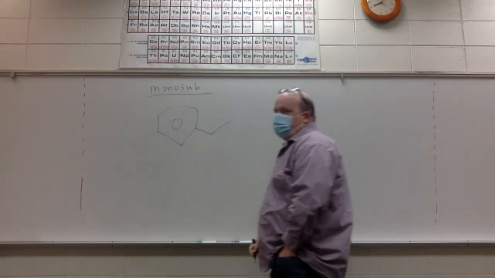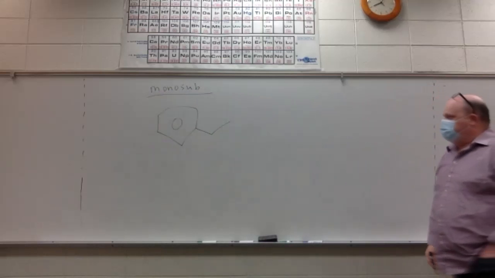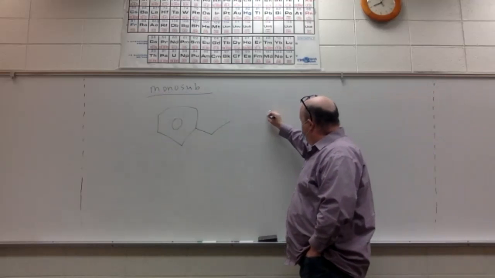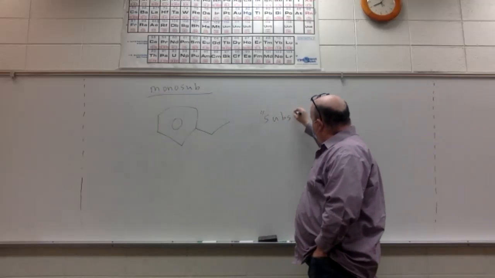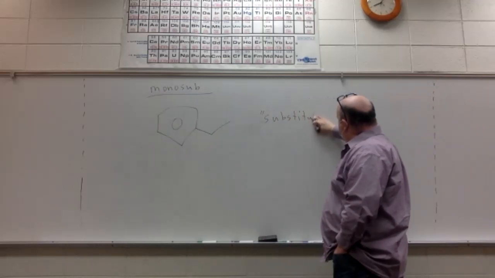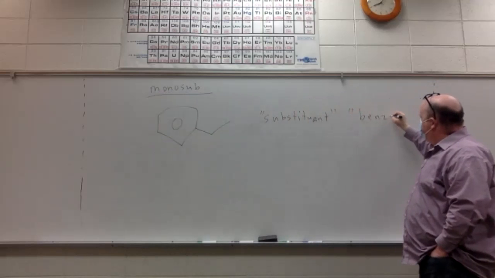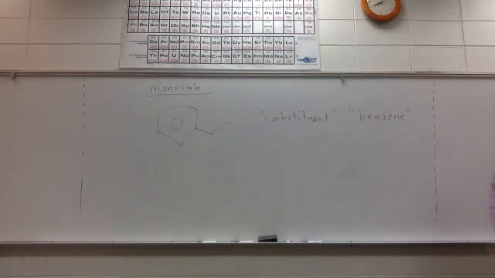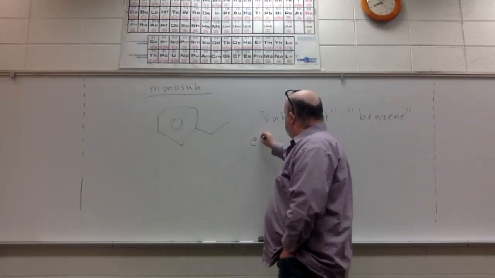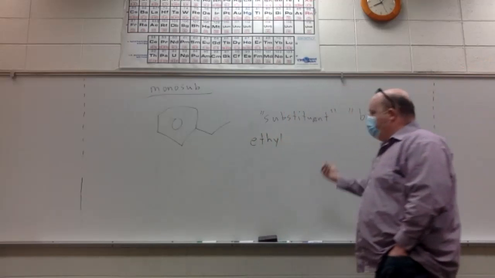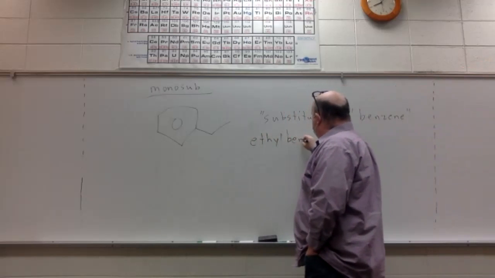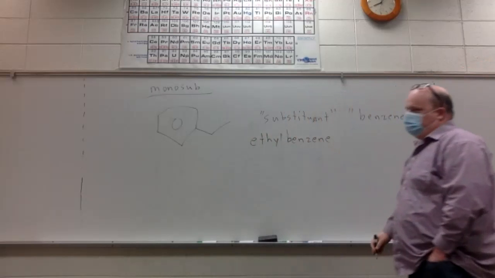Now let's just say we have that. For most of these, it's very, very simple. What you do is say the substituent name, and then the word benzene. That's it. So what substituent do we have on this one? It's an ethyl, yeah. It's an ethyl. Then we add the word benzene, voila. Ethylbenzene.